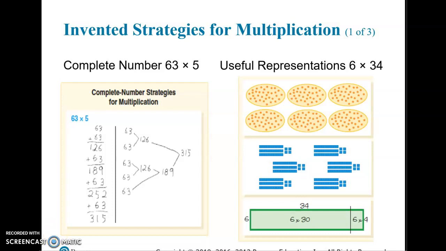Some students might see 6 groups of 34 and double 34 to get 68, and you have 3 groups of 68 to get 204. Some students might see 6 times 3 and 6 times 4. 6 times 3 tens is 180, and then you add the 6 times 4, which is 24, to make 204.